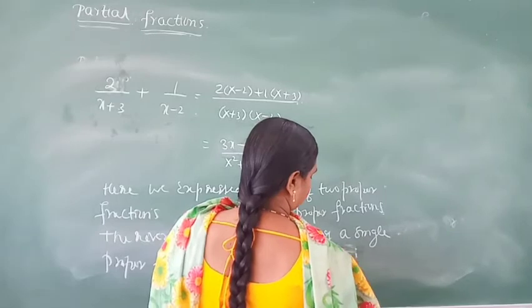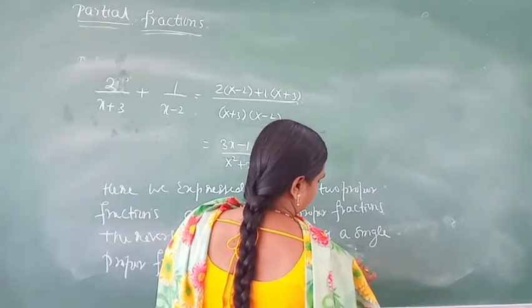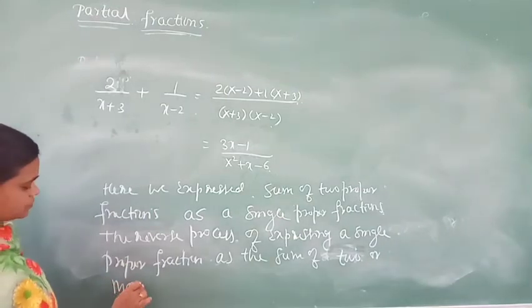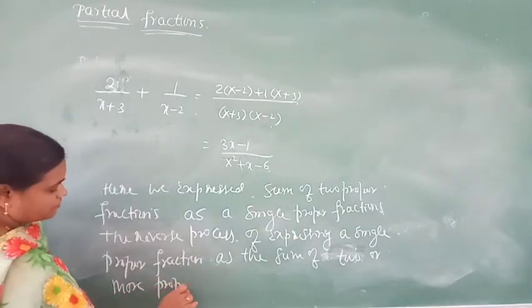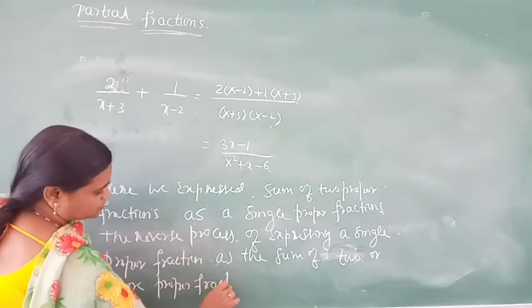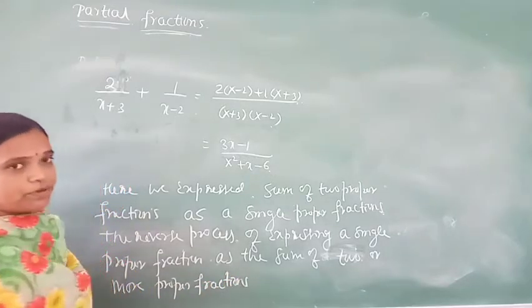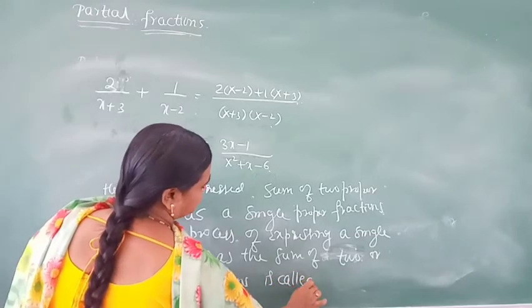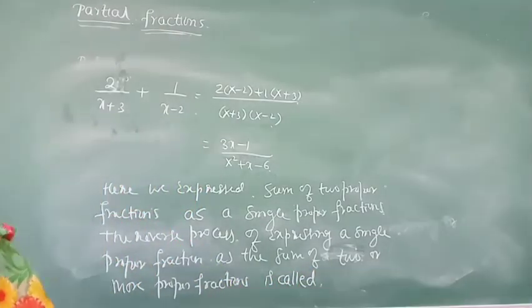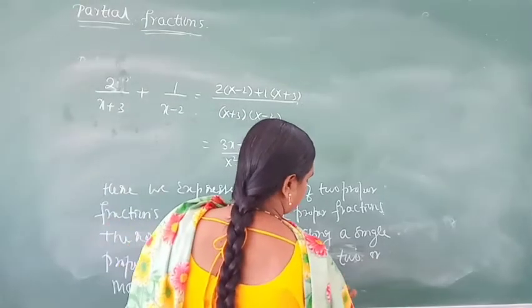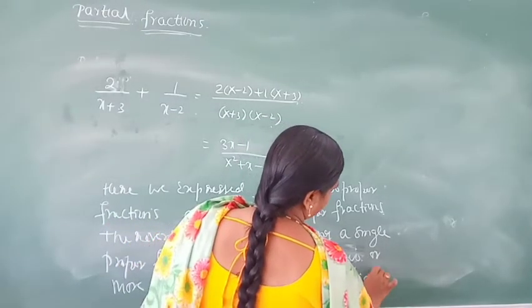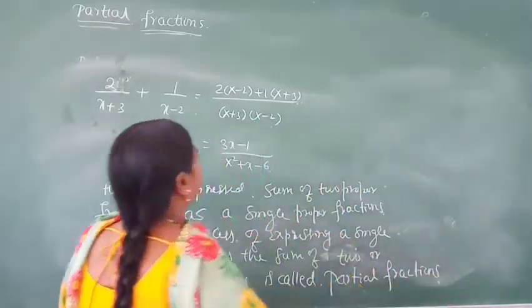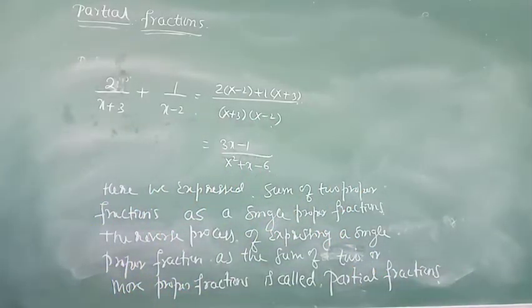Sum of two or more proper fractions is called what is known as partial fractions. Is called partial fractions. What we have done?